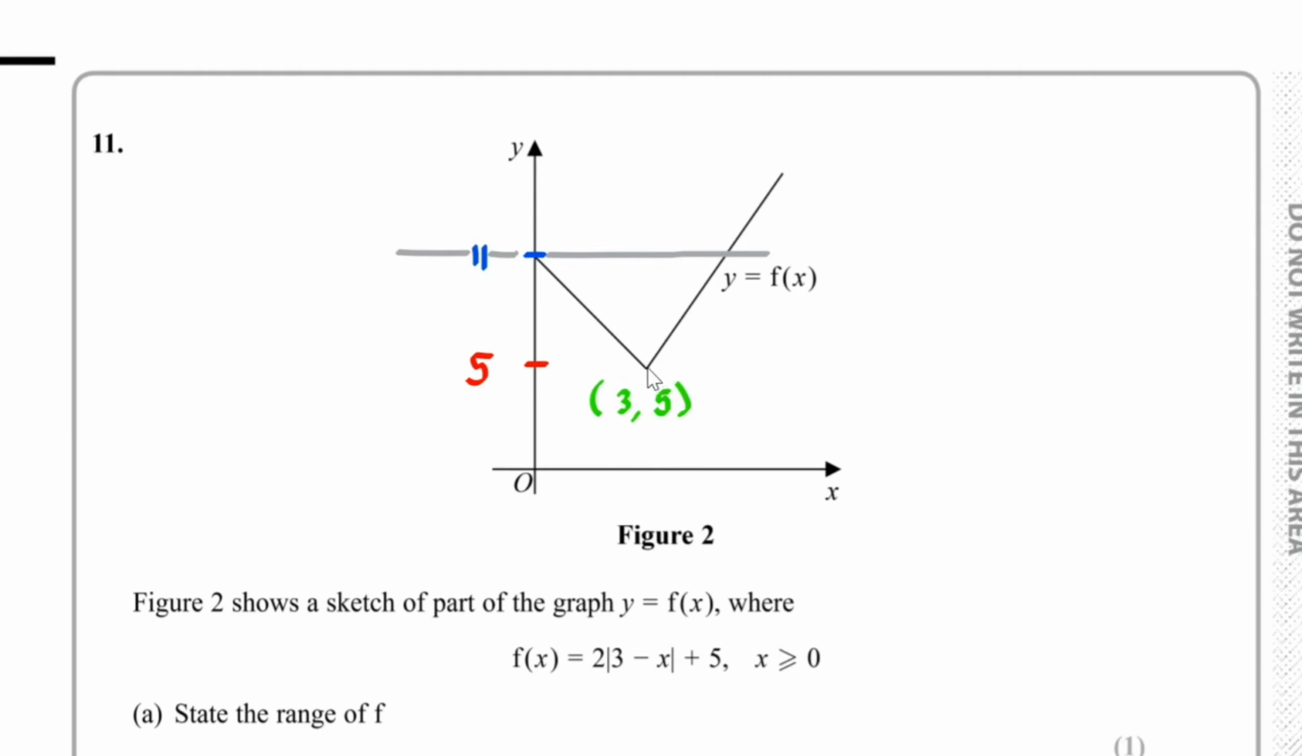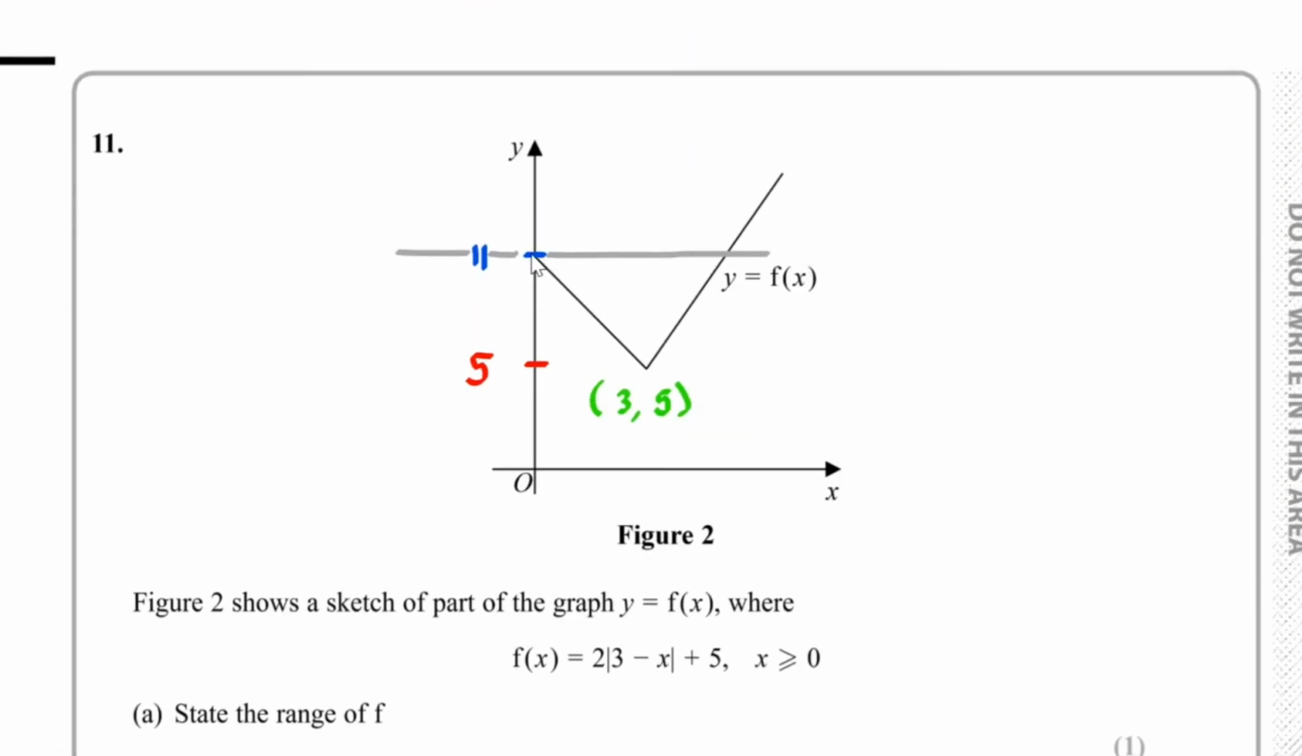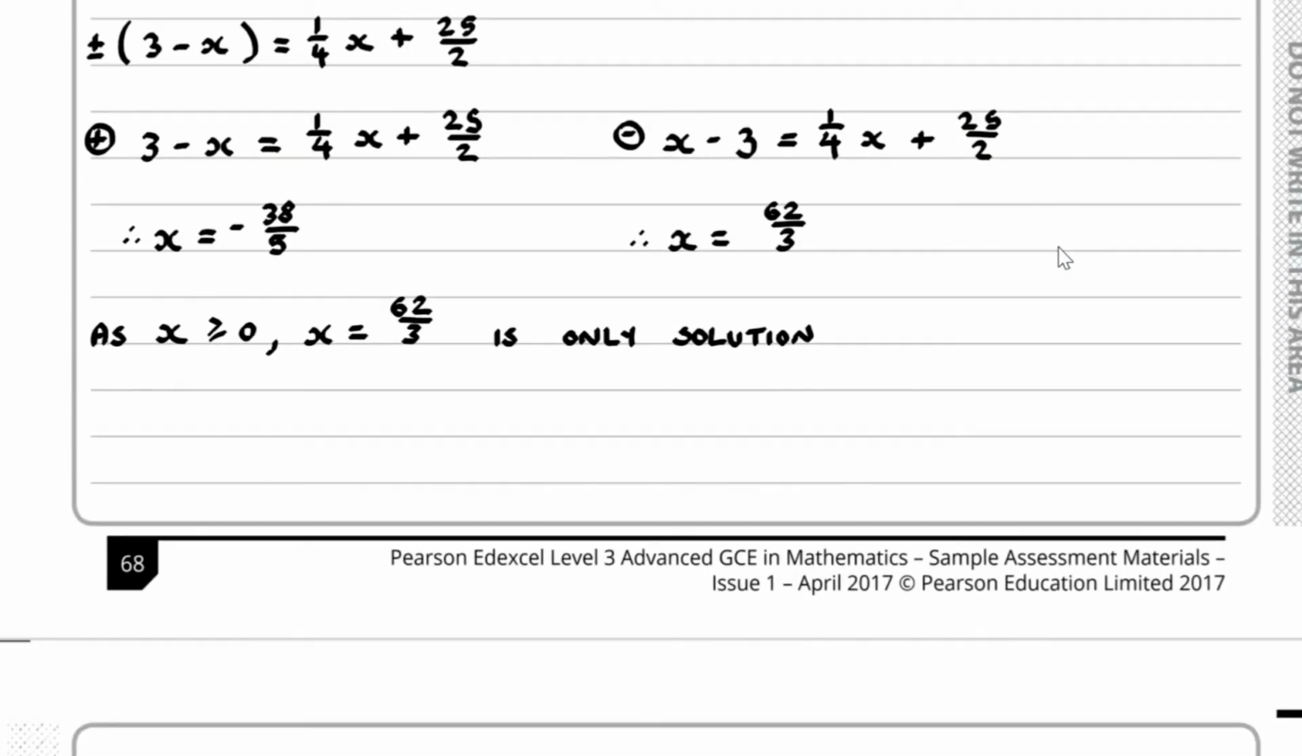So I want everything above this vertex, but also less than or equal to 11. So in between these values is where I'd get two distinct solutions. So hopefully just that bit would make sense. And so therefore, for part C, quite simply, we have 5 less than k, which is less than or equal to 11, where y equals k is a horizontal line.